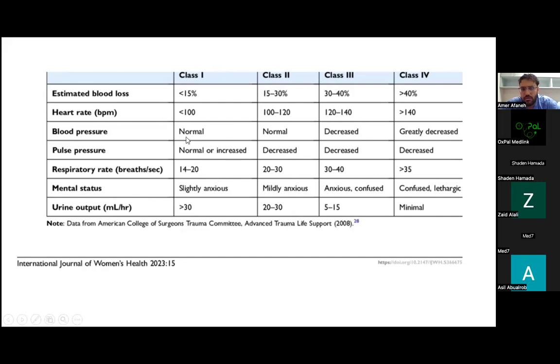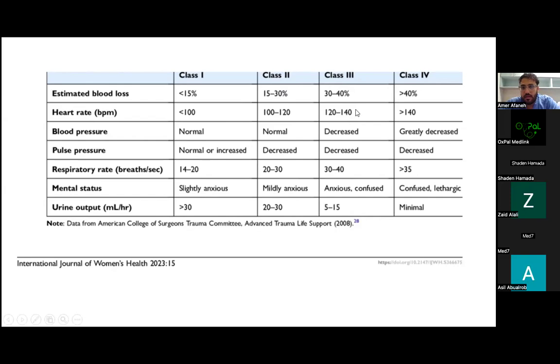Class two, now you're entering into 15 to 30% of blood loss. You may see some very slight tachycardia, but blood pressure is still normal. The patient is still compensated. But here you'll notice their pulse pressure is decreased, so the systolic and diastolic are narrowed, closer together. Respiratory rate would essentially be normal, and again, they are mildly anxious. But 15 to 30% of blood volume loss is pretty significant.